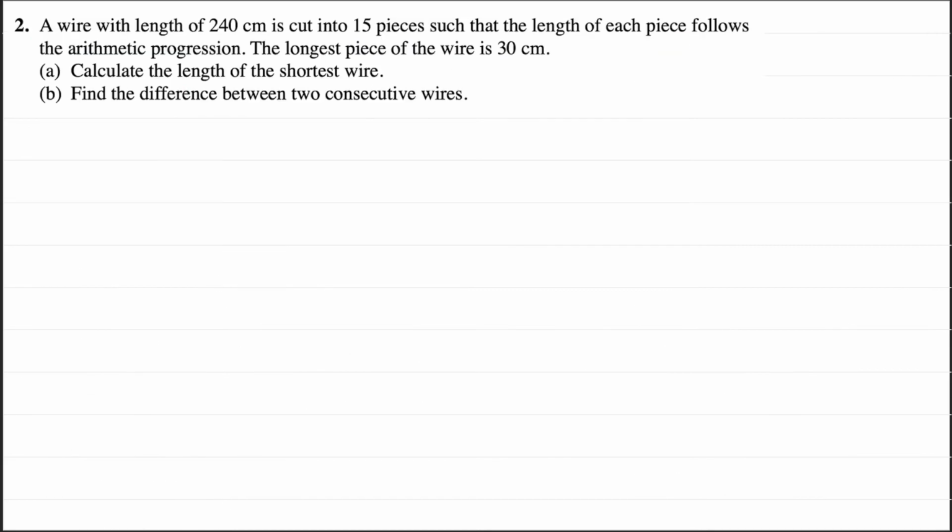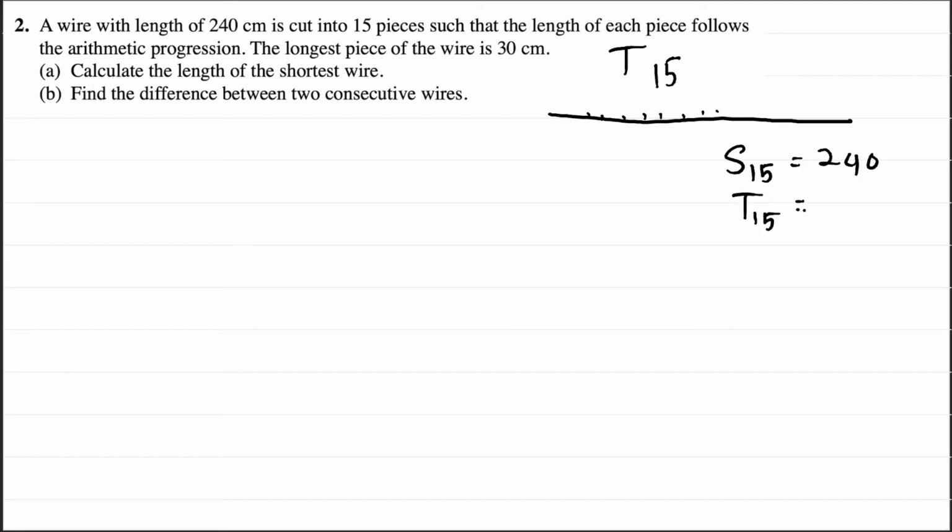Okay, a wire with length of 240 is cut into 15 pieces. Dia ada satu wire yang panjang dan dia ada 15 pieces. So kita tahu dia ada 15 term. Okay. Dan kita tahu yang S15 tu adalah 240, jumlah panjang tersebut. Okay. And then we also know that the longest piece of the wire. So we know that also T15 kita adalah 30.